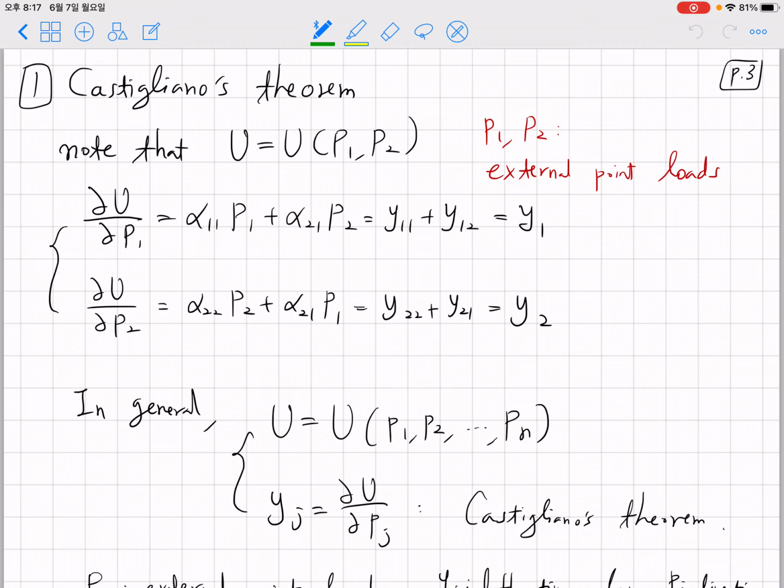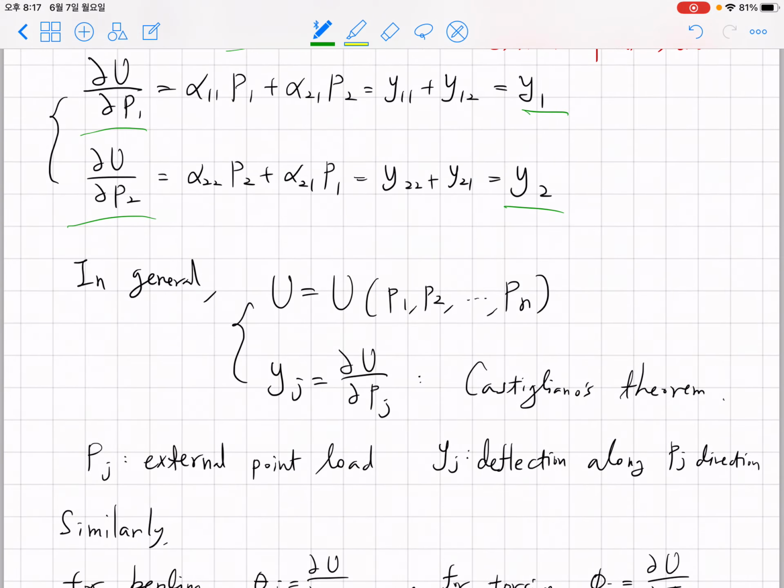As I told you in the previous lecture, note that U can be written as a function of both P1 and P2, where P1, P2 are external point loads, and you can write down Y1 in terms of partial U, partial P1. You can write down Y2 in terms of partial U, partial P2. What Castigliano's theorem tells us, and I'm just going to tell you the theorem without giving a formal proof, is that if you write down potential energy in terms of n multiple loads, then the displacement along that load direction, and it's really important that this is the deflection along that direction, can be written as partial U over partial P_j. So however many point loads exist, you can do this.